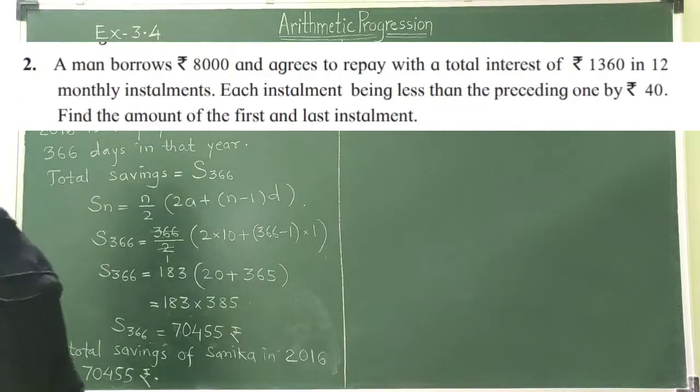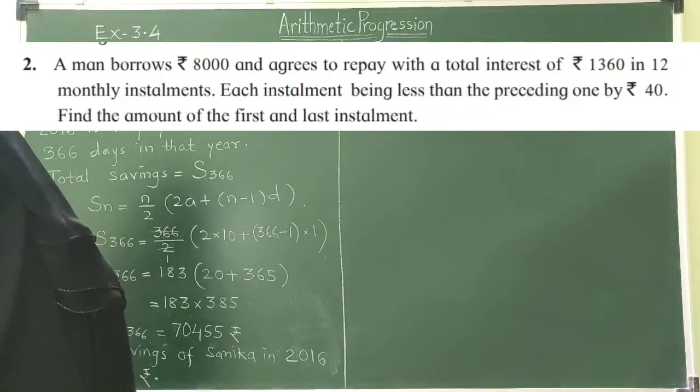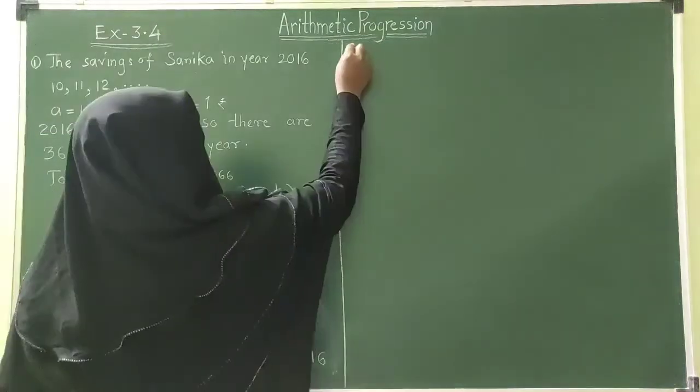Question number 2 is given. A man borrows 8,000 and agrees to repay with a total interest of 1,360 in 12 monthly installments. Each installment being less than the preceding one by 40 rupees. Find the amount of first and last installment.